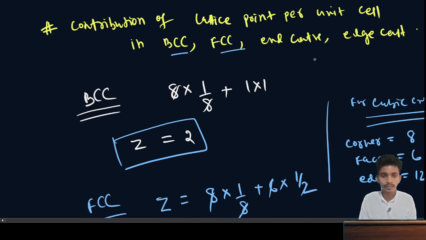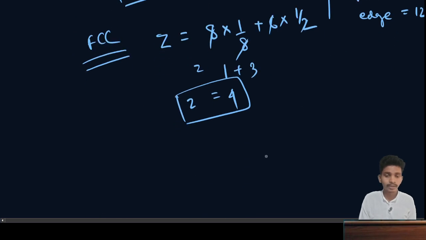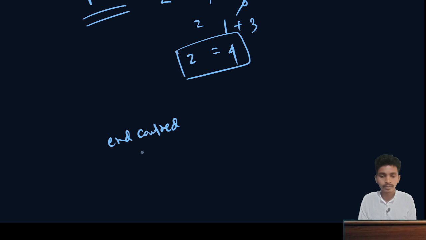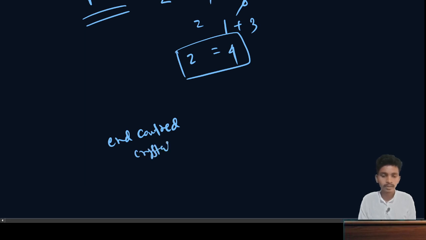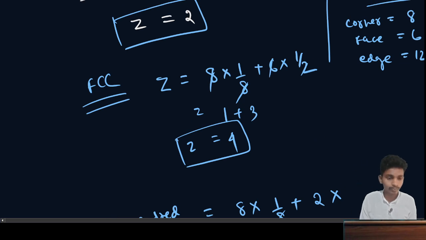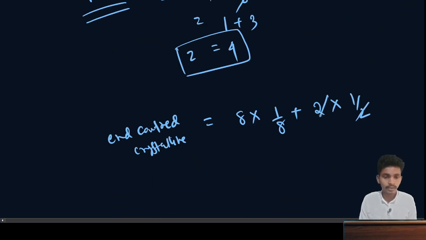BCC we've seen, FCC we've seen, the end center and edge center. Okay, and for end center crystalline lattice, that is 8 corners, with contribution 1 upon 8, plus for end center, any 2 opposite faces, meaning I am taking 2 faces, and for a face the contribution is 1 upon 2. So this cancels, this cancels, so this is going to be 1 plus 1, that is 2. So Z is equal to 2.